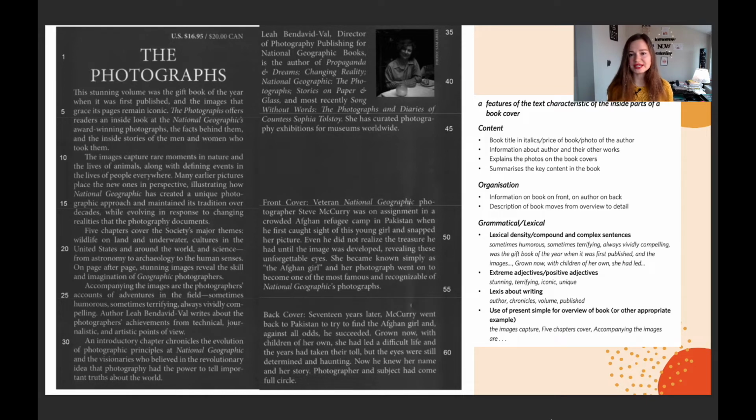Another feature is extreme adjectives and positive adjectives. You can see here some words like stunning, terrifying, iconic, unique. So in this text we have noticed at least 4. And finally, you can see here the use of present simple for overview of the book or other appropriate example.